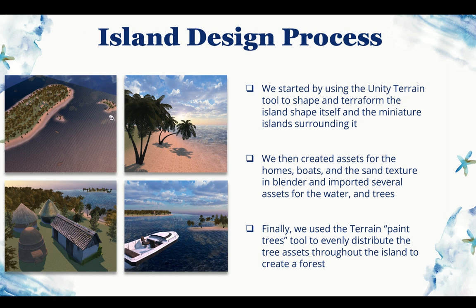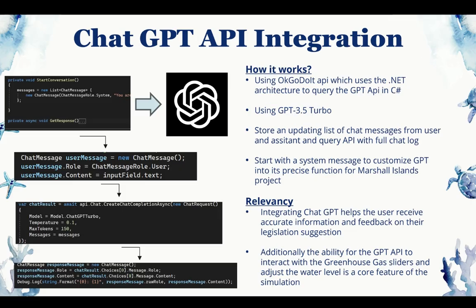So this is how we designed the island. We used the Unity terrain tool to shape and terraform the island and add miniature islands around it and stuff like that. Then we created assets for all the things you see, such as boats, homes, trees, etc. Finally, we used the terrain paint trees tool to create the forest that you can see on the island.